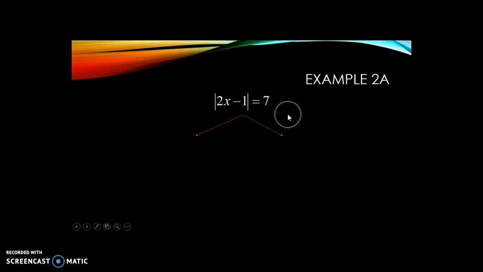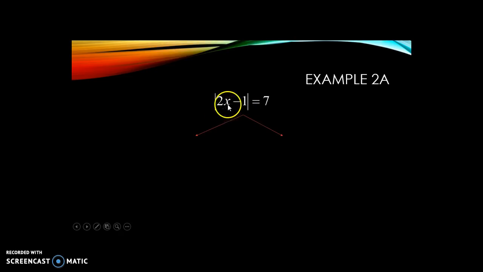Now, in example 2a, we are solving an absolute value equation. What we have to realize is that in order for this expression, 2x minus 1, to be 7, you have to think of 2x minus 1 as just a number. Don't get intimidated by the 2x minus 1. It's just a number whose value we don't know. In order to get 7 out of an absolute value, the number could be 7, or it could be negative 7.